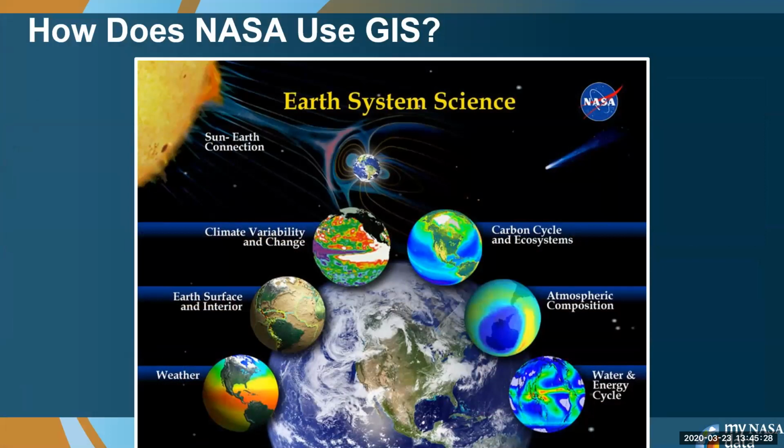So what are some of the ways in which NASA uses GIS? One of those ways is that they use remote sensing to study Earth system science. NASA's Earth satellite missions collect data on the Earth, which can be used to better understand some of these different Earth system interactions shown in this diagram. So very much an emphasis on atmospheric science, carbon cycle and ecosystems, climate, and weather. Next slide.